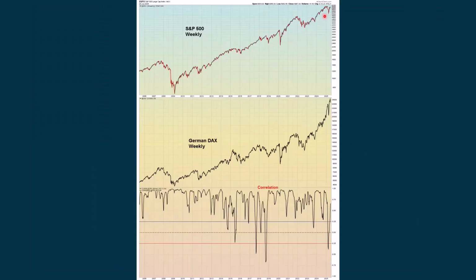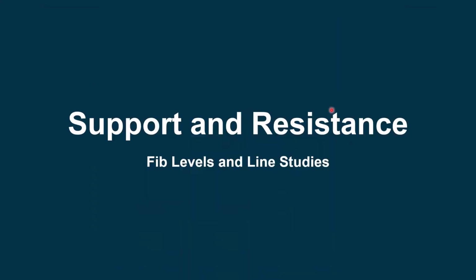And the weekly chart of the S&P on top, the German DAX, we're seeing that they're coming back into more of a stronger correlation as the German DAX has been pulling back a little bit with the S&P holding up a little bit better. And since it was outperforming, we saw the correlation really breaking down. Now they could be getting a little bit closer in line with each other.